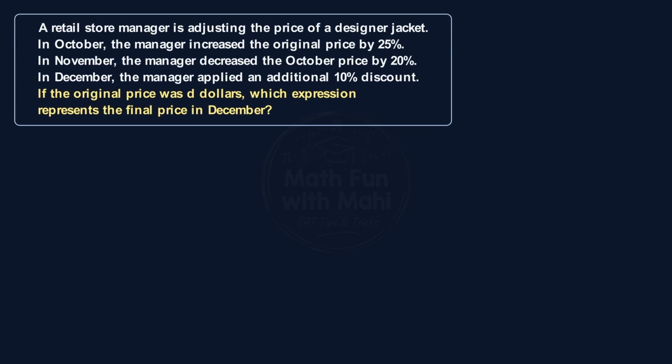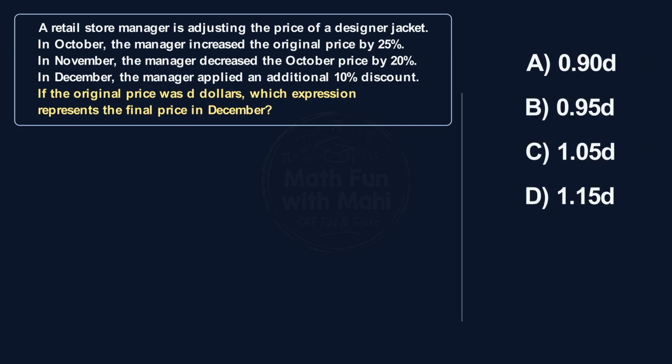Most students see three different percentage changes and start panicking with long form math. But on the side, there is a secret weapon, the multiplier method. We are starting with a jacket at a price D. Instead of calculating the price step by step, we're going to build one single expression by treating every change as a single number. So first, the October increase of 25%.